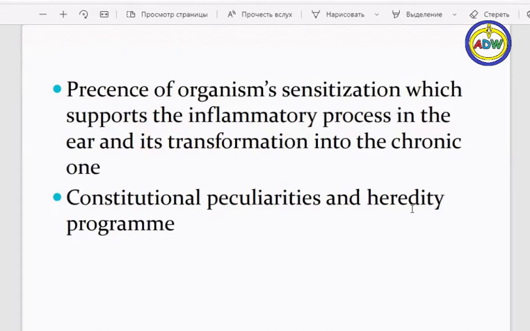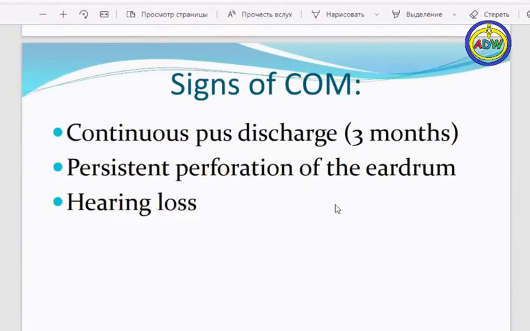For example, benign and malignant tumors in the nose, or maybe nasal packing, anterior and posterior. Cleft palate, yes, in this case also, mostly those who have cleft palate have exudative otitis media. And adenoid vegetation also.